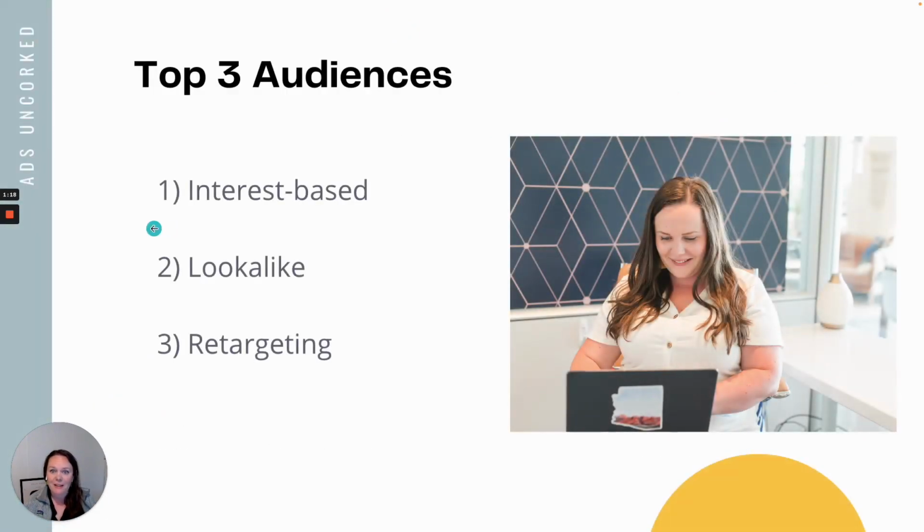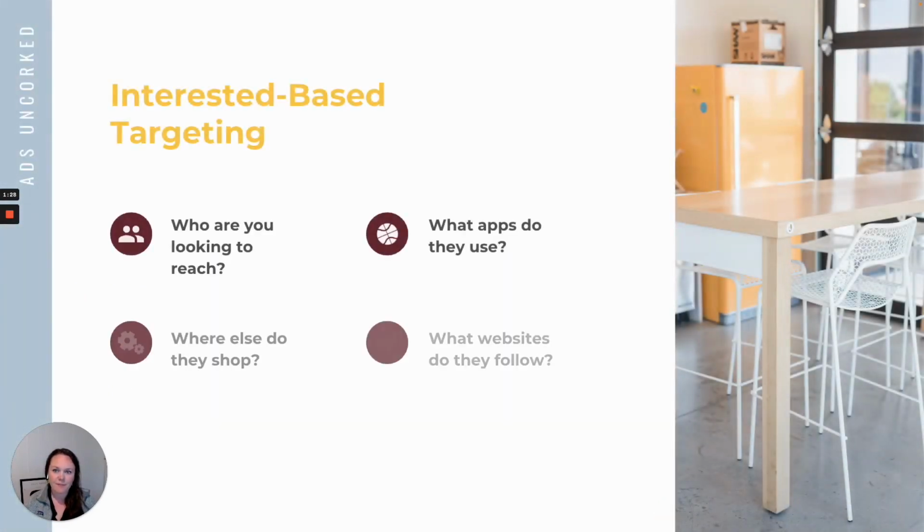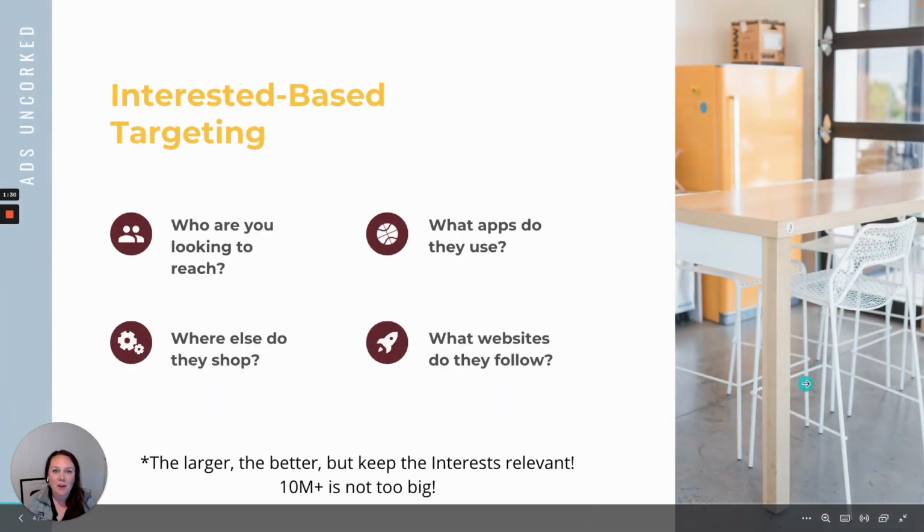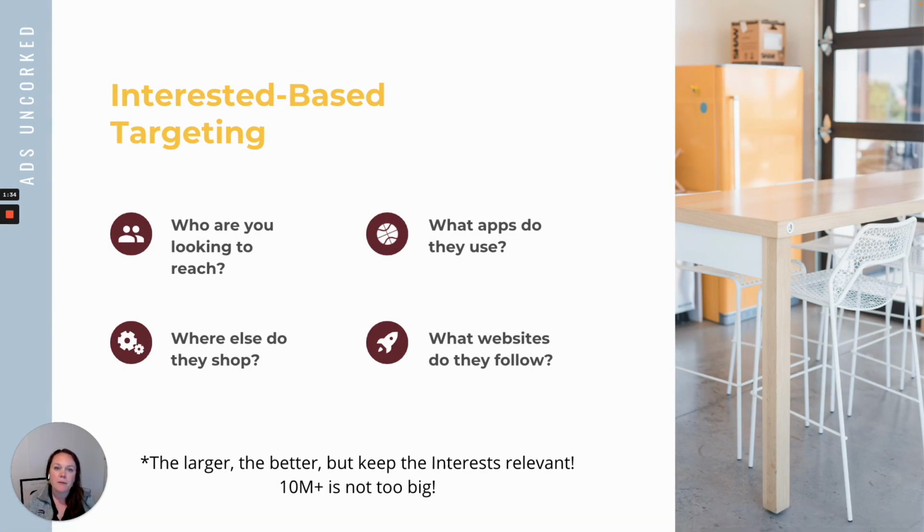So your top 3 audiences: interest-based audiences, lookalike audiences, and retargeting audiences. Let's dive into each one of these here. First, for interest-based audiences, these are people who don't know your brand. And what we can do is we can tell Facebook that we want to go ahead and target people who have certain interests. So questions I want you to ask yourself.